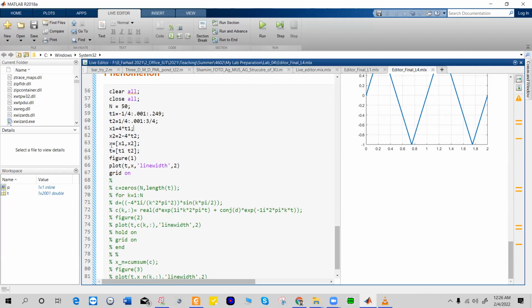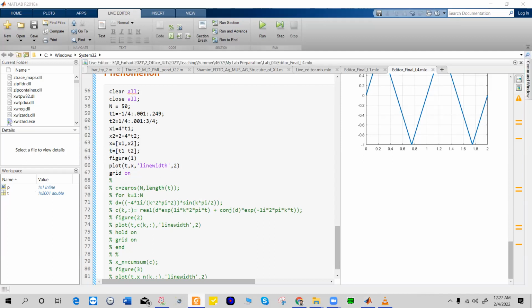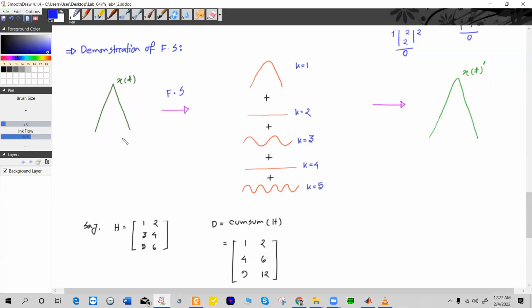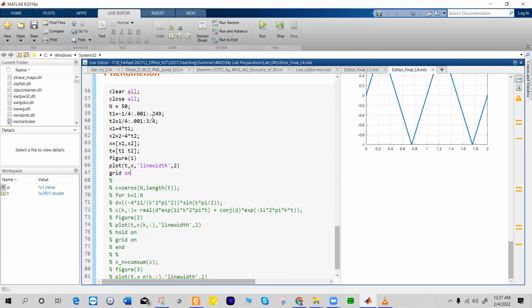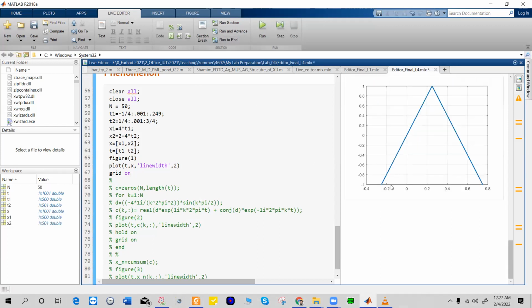We just prepared our signal x and time t. So if we run it, you can see that our x of t will be ready. So let's run it. So this is our x of t.